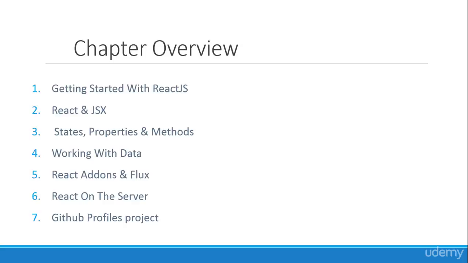Chapter 4 will be working with data, so we'll also learn how to make AJAX calls using jQuery, bringing that data into React, and also posting data to a server. Chapter 5 will talk about some of the React add-ons that are available, as well as the Flux architecture. Chapter 6 will be about running React on the server, because React can run on both the client and the server. And then in Chapter 7, we're going to create a project called GitHub Profiles that can send some AJAX requests to the GitHub API and bring that info back, and we'll display it in the UI.